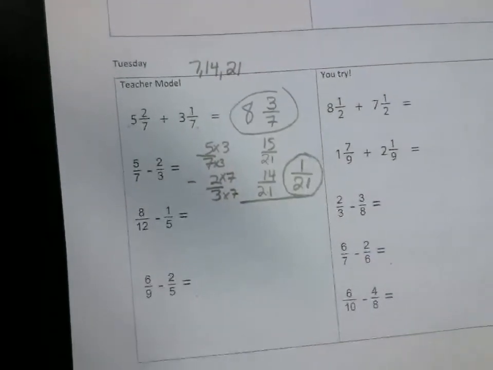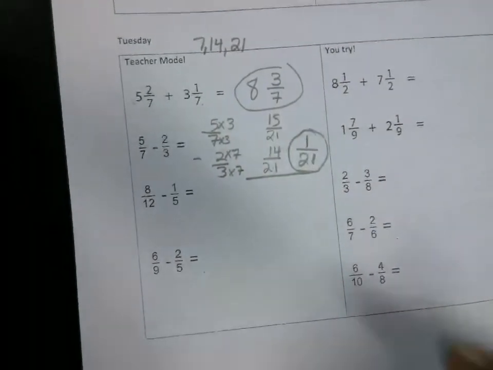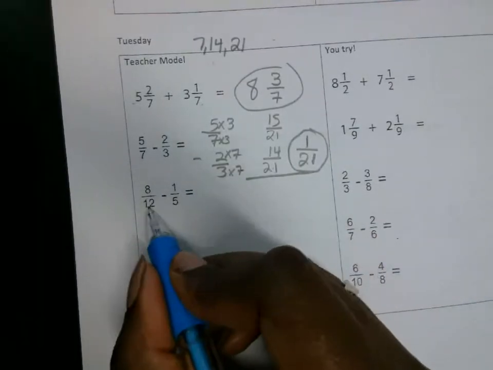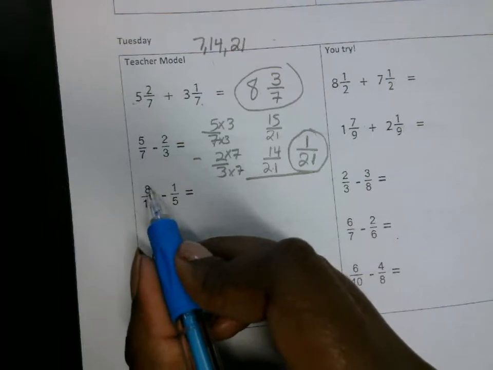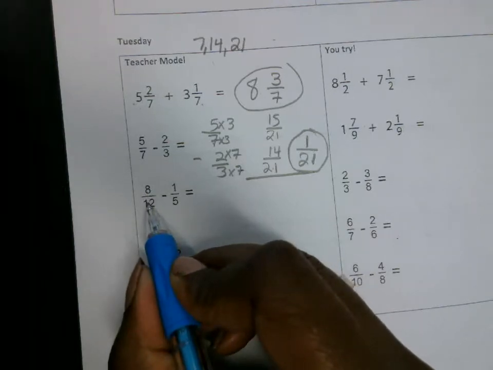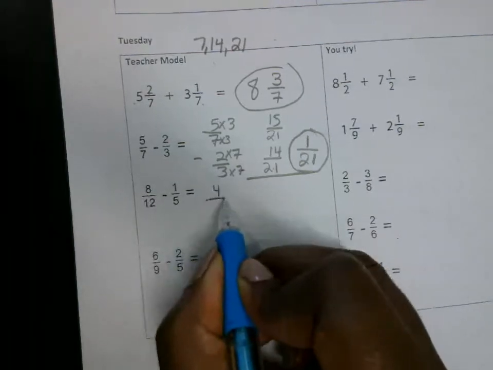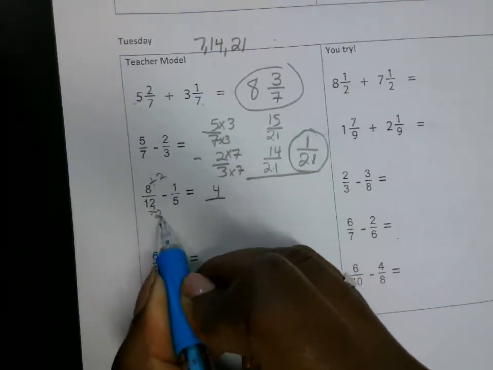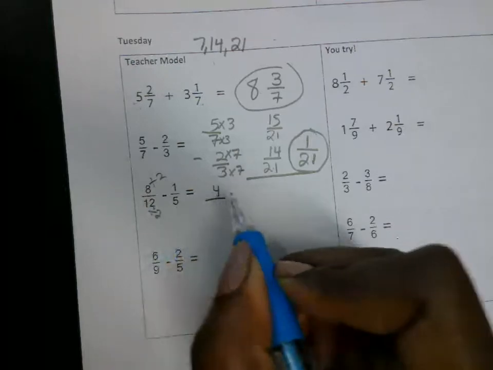That fraction is already reduced. Okay? Going to do the same thing here. Common denominator. Let me reduce this fraction. When we reduce this fraction, we can divide both the top and the bottom by 2. So that gives me 4 on the top for this fraction, 6 on the bottom for this fraction. I could have used a bigger number.